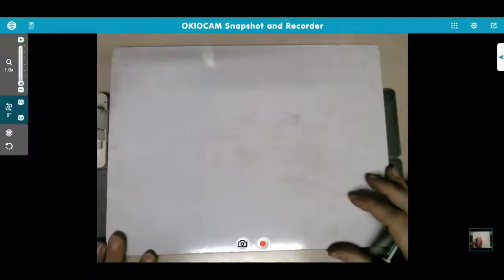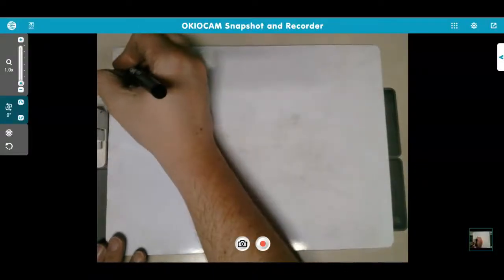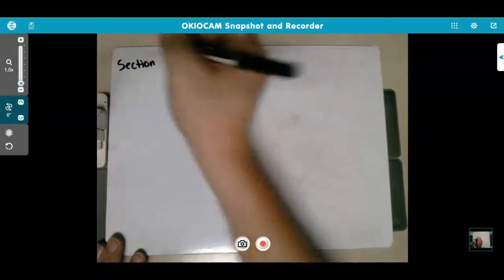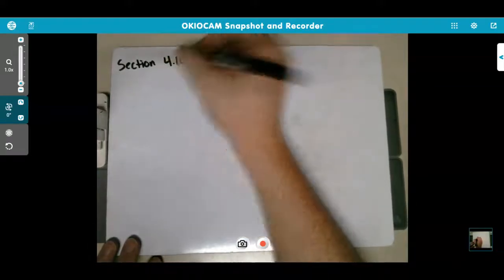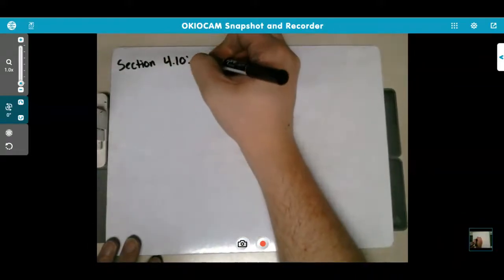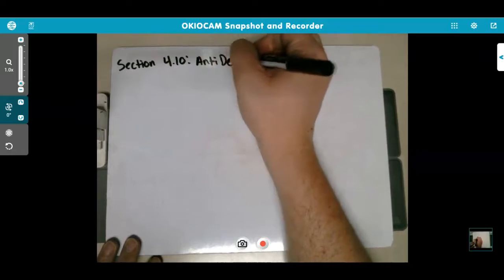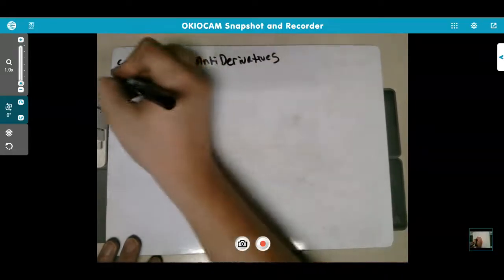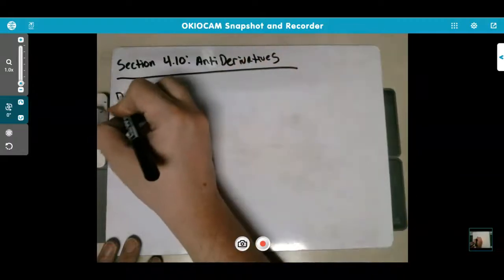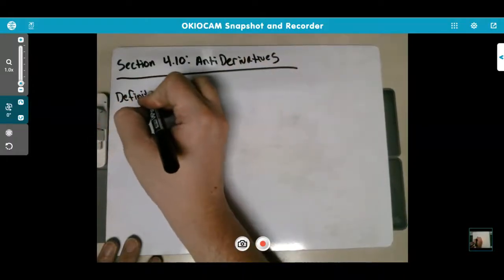It is now time for us to move on to section 4.10. I hate to say 4.10 because that's not something we normally say, but in this case, section 4.10 talks about antiderivatives. Let's define what that means. Definition.